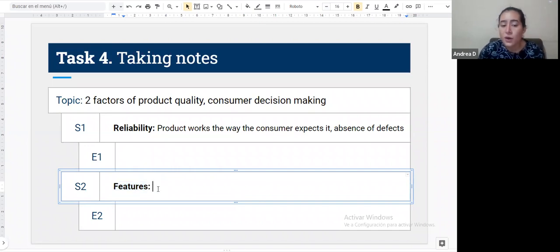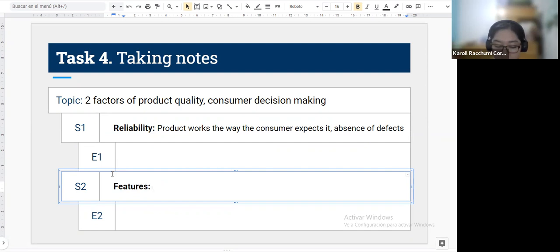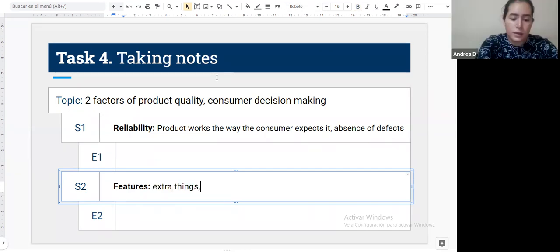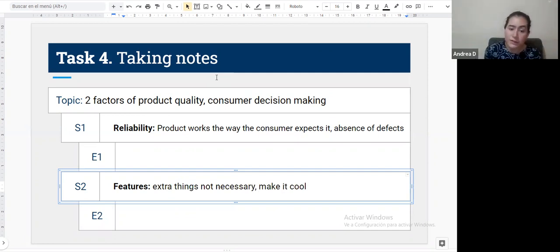That's the second subtopic. Now, what is the definition of features? It's a trait of the product that is not necessary. What are features? Extra things that make a cool product. Yes, that's right. So these are extra things, characteristics that are not necessary for a product, but that make it cool. What about the examples?